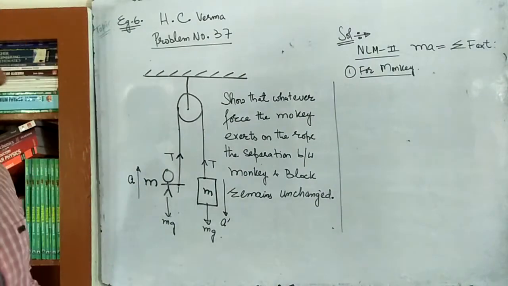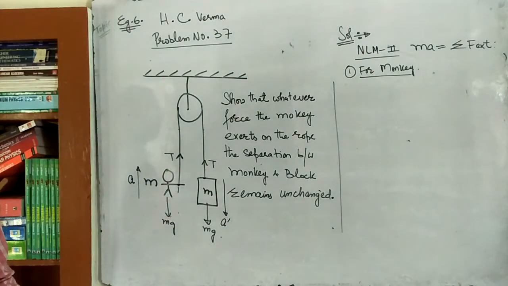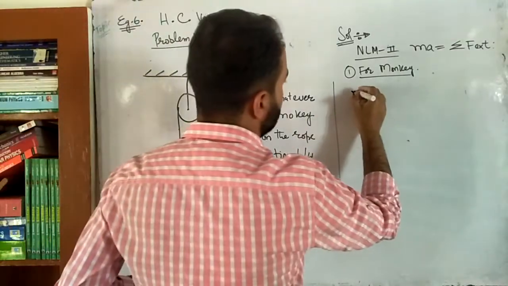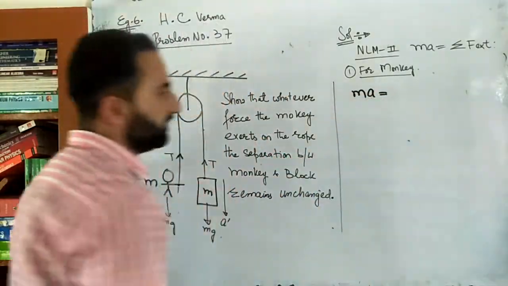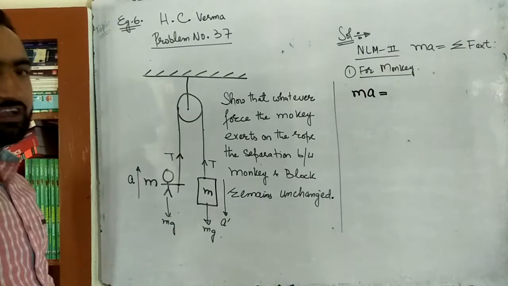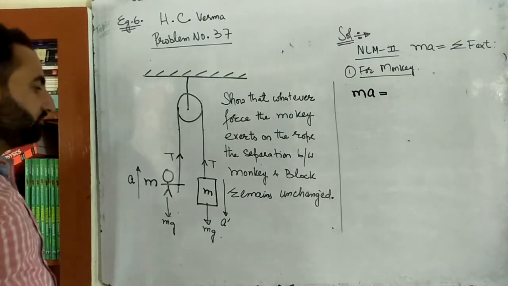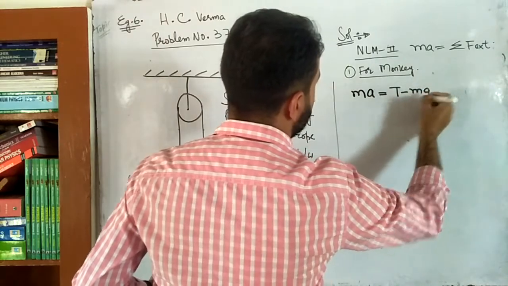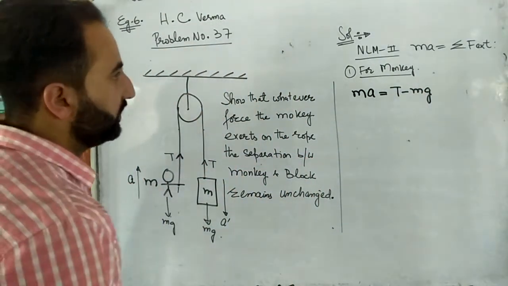Okay, mass times acceleration is equal to the summation of all the external forces. So for the monkey, it will be like this: m into a, its mass m, its acceleration is a, is equal to taking that force positive which is in the direction of acceleration, and that force negative which is opposite to it. So it will be equal to T minus mg. Okay? So from there you can calculate T as well.